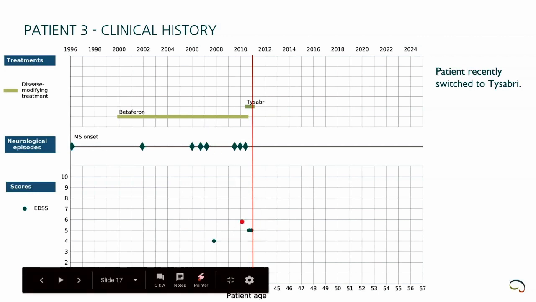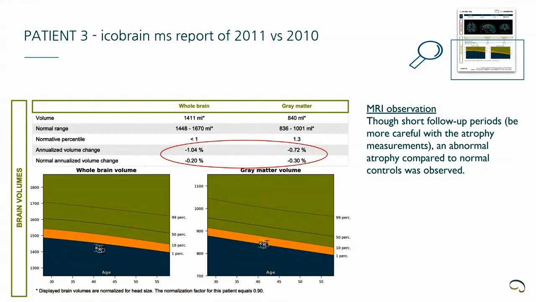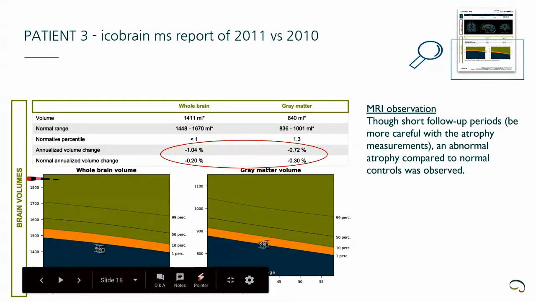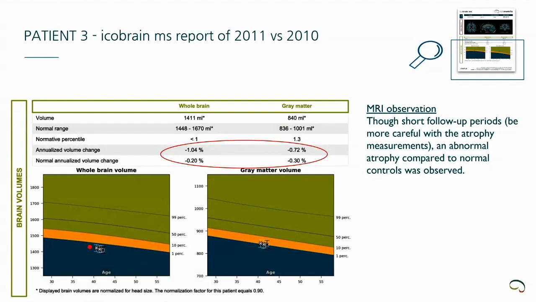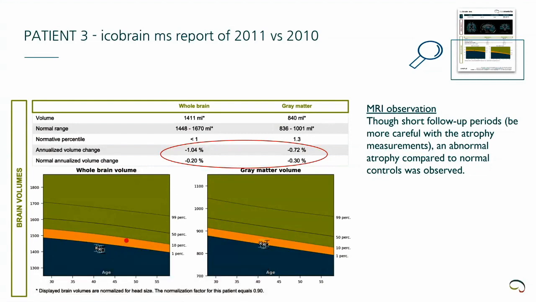When we look at the MRI analysis at that point in time, there is also a marked low brain volume. When we look at the left figure again, with the volume on the y-axis and the age on the x-axis, we can see that the measurements are below the first percentile. One caveat is that the follow-up period in this case is relatively short, so that can increase the uncertainty on the measurements. But still, this looks like an abnormal atrophy compared to normal controls.